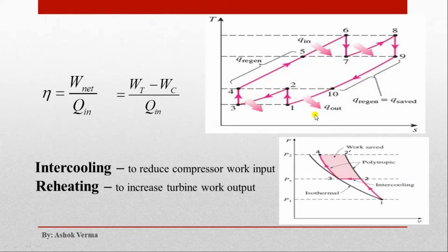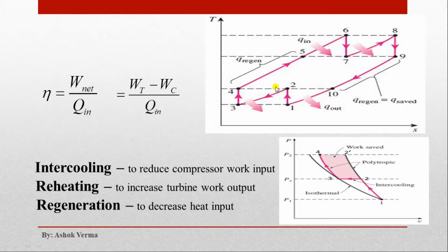You can also decrease the heat supply, where you are supplying the heat after the compression. You are increasing the temperature at constant pressure. The process 4 to 6 is constant pressure heat addition, meaning what you are supplying the heat here.